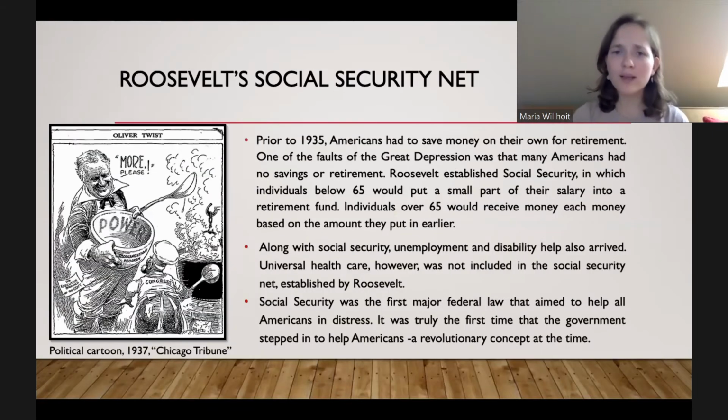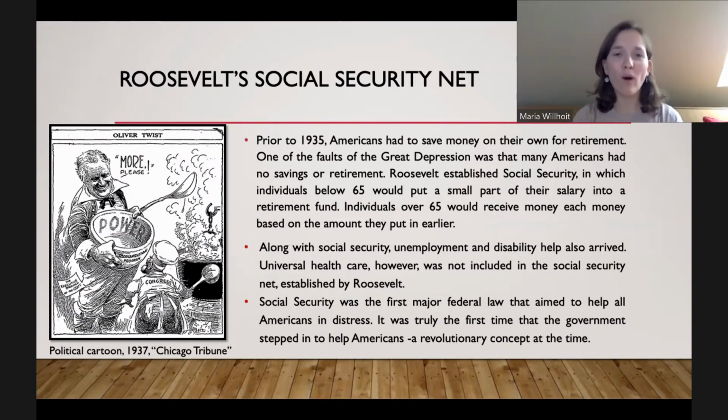Okay, so continuing with Roosevelt. He had the New Deal, and part of the New Deal too was helping the average citizen, not only in employment but also just in their social security, having security in terms of their life. And prior to 1935, Americans had to save money on their own for retirement. You didn't put it into a pension fund. It was left up to you.